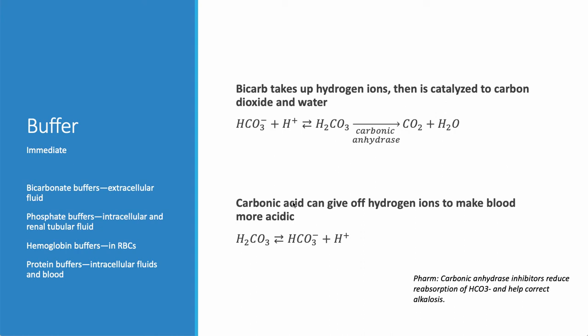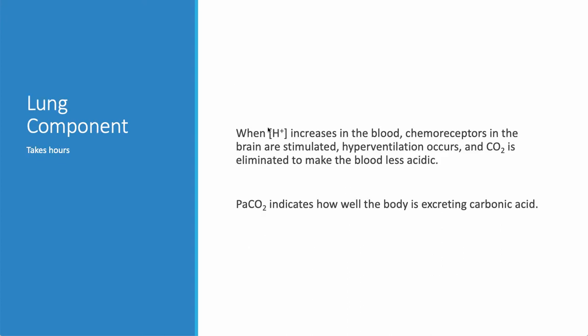Carbonic acid gives off hydrogen ions to make blood more acidic, and it does this process to take up hydrogen ions. Okay? All right. The lung component, again: when hydrogen ion increases in the blood, the chemoreceptors in the brain are stimulated. That makes you hyperventilate, blow off CO2, which also is an acid, and that makes the blood less acidic.